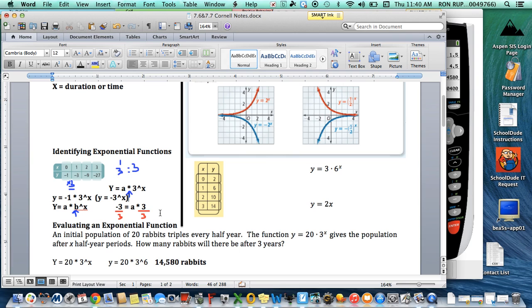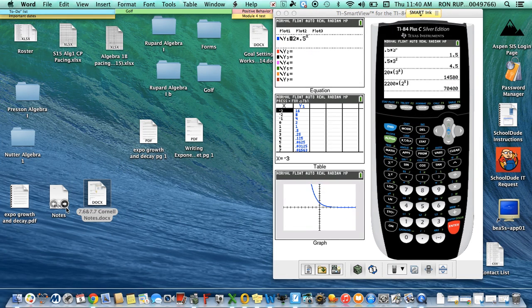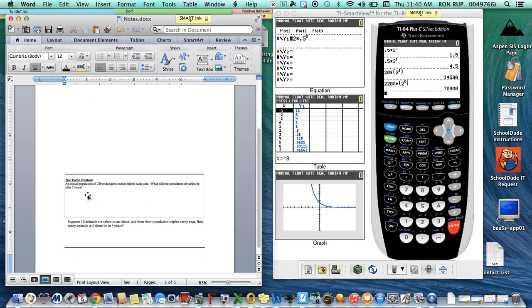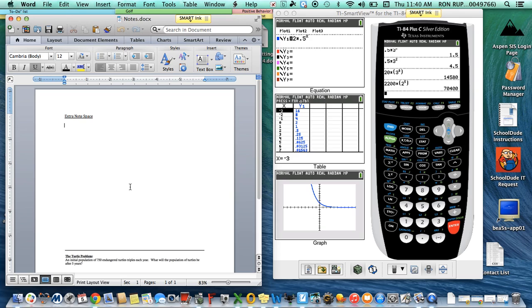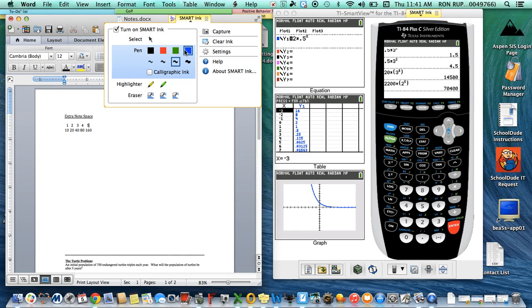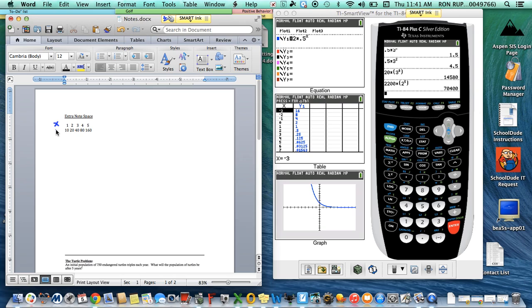So we're going to do another example. So what I need you to do now is open up the notes page I gave you. It's titled Notes. I gave some extra space for notes here, as well as some problems that we're going to do a bit later. But in this extra notes, we are going to look at the table. When the x value is 1, 2, 3, 4, 5, we want the y values to be 10, 20, 40, 80, 160. These are the x values, and these are the y values.